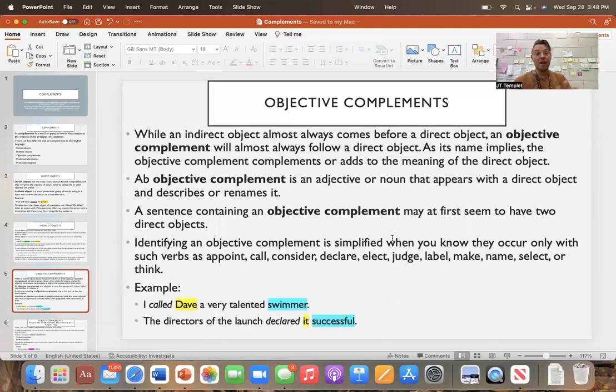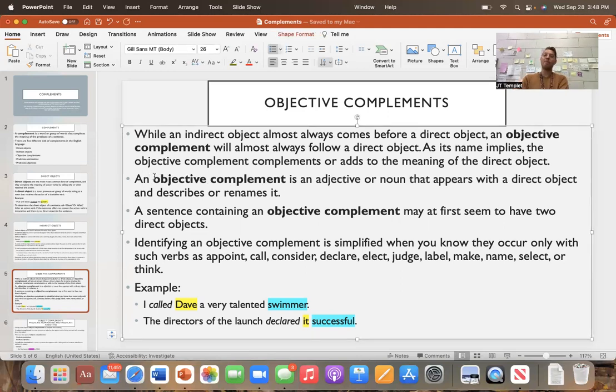Our third part is our objective complements. While an indirect object almost always comes before a direct object, an objective complement will almost always follow a direct object. As its name implies, the objective complement complements or adds meaning to the direct object. So think of it as an adjective or noun that's furthering our direct object.